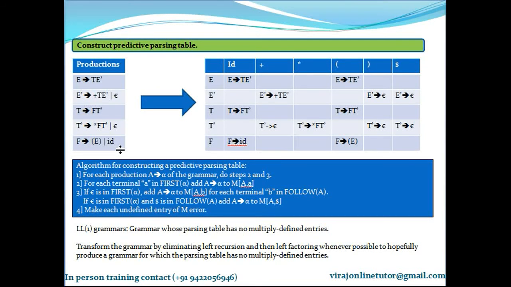Okay, so just a small tip for you all: you first compute FIRST of the right hand side, and you place the production at all the terminals in FIRST of the right hand side. If FIRST of the right hand side contains epsilon in it, then you also place this production at FOLLOW of the left.